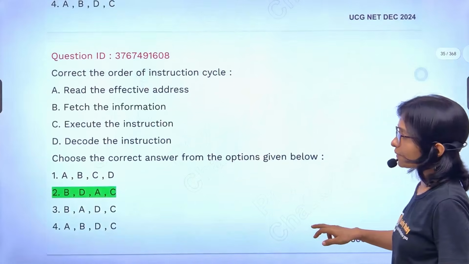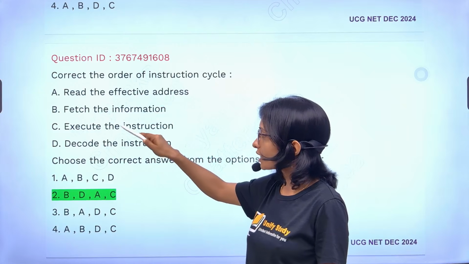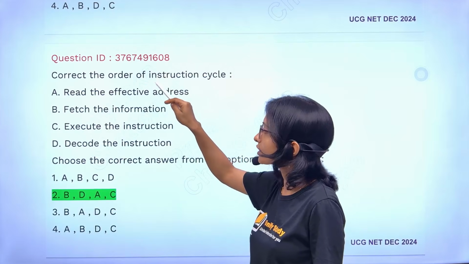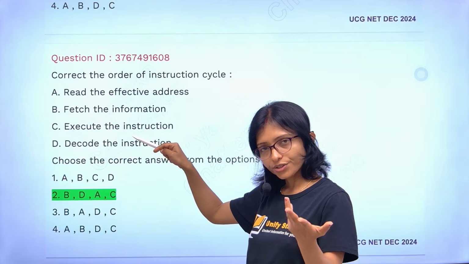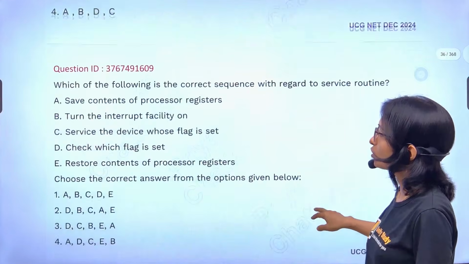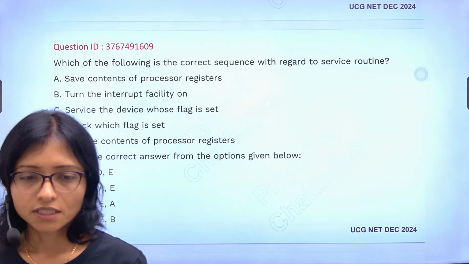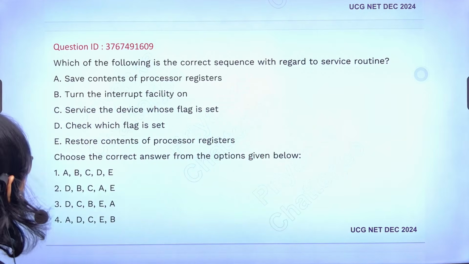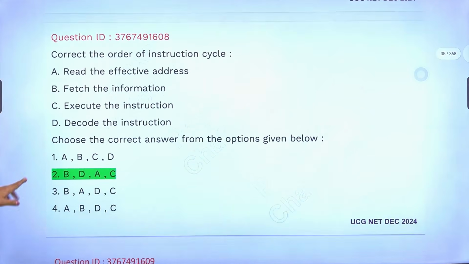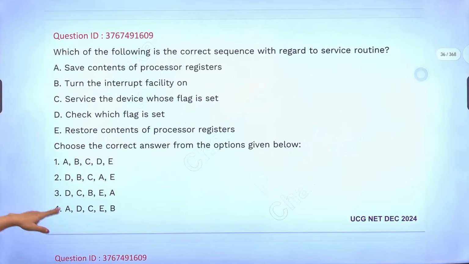What to do? Tell me. Fetch. First we are fetching. Then after that we are decoding. Then after that we are reading the effective address. Then after that we are executing the instruction. What to do? Tell me. Now do this. This is the interrupt sequence. Increasing order only. What problem here? Increasing order only. No problem now. Nothing is written, only step by step. Sequence only they asked.